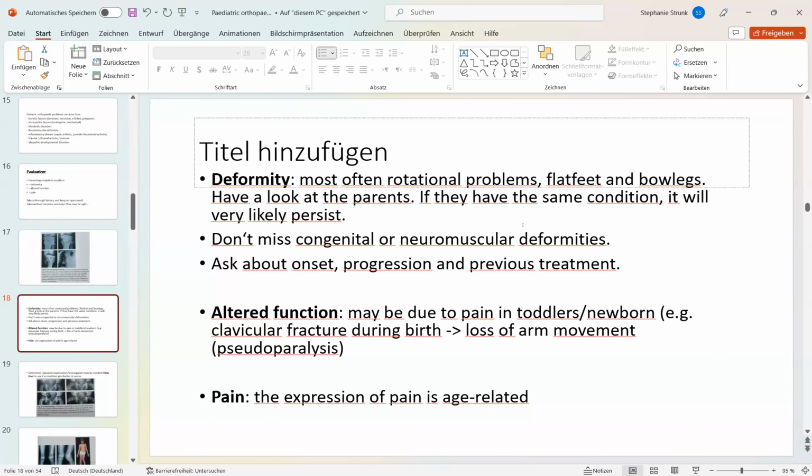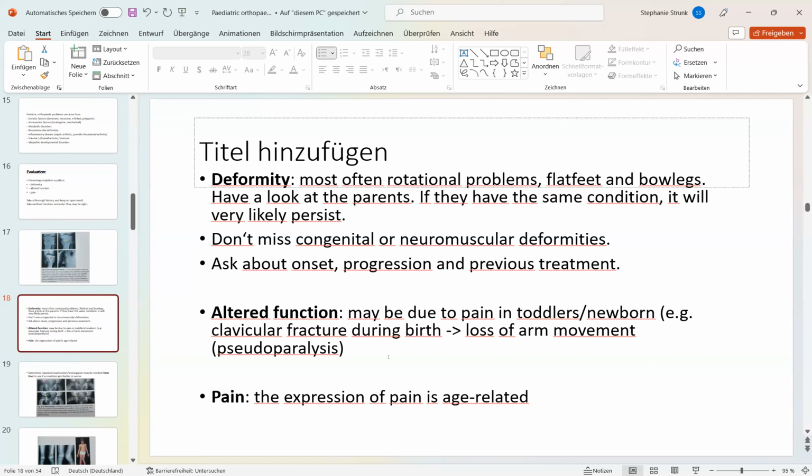Don't miss congenital or neuromuscular deformities. And as obvious, ask about onset, progression, and about previous treatment, what has been done already. Another complaint, altered function. Altered function may be due to pain in toddlers and the newborn. For example, a clavicular fracture during birth. You will see loss of arm movement.